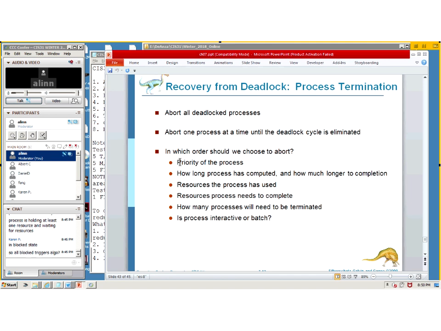In which order should we choose to abort? Do we use the priority? See, these are design questions again. There's no right or wrong answer here, guys. It's what you think of when you're developing your system. What kinds of mechanisms are you going to use when you discover a deadlock?